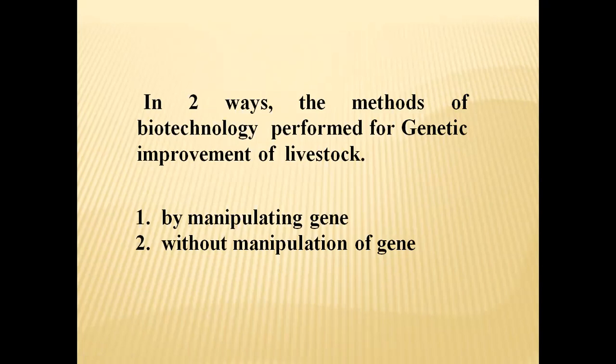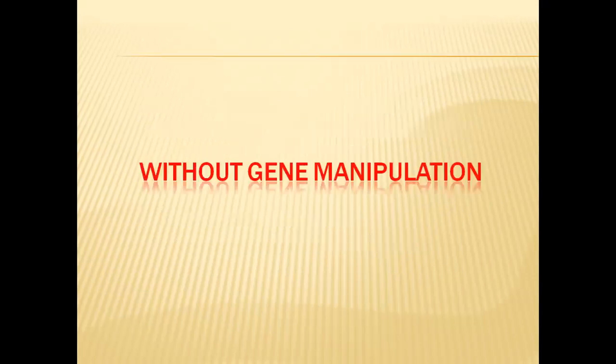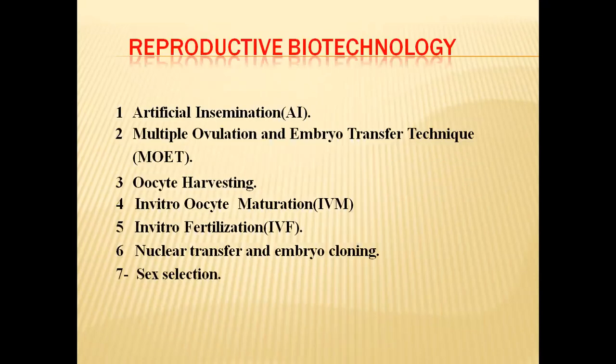One is by manipulating the genes of the livestock, and the second method is without manipulating the genes. First of all, let us see the without gene manipulation methods. There are seven methods that fall under this without gene manipulation method.